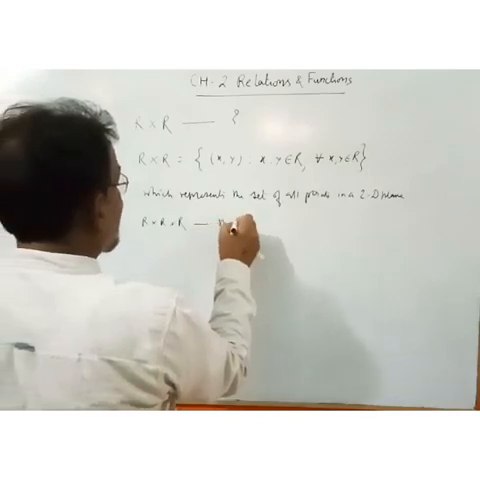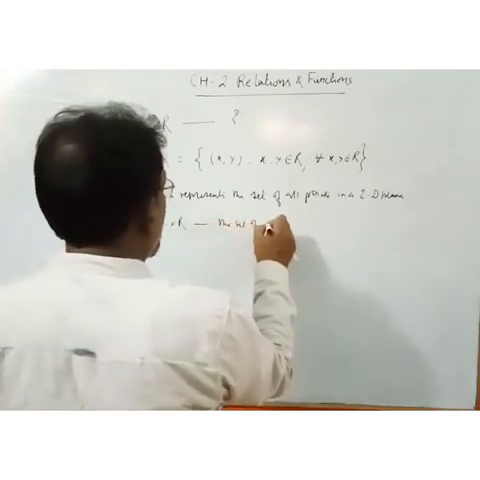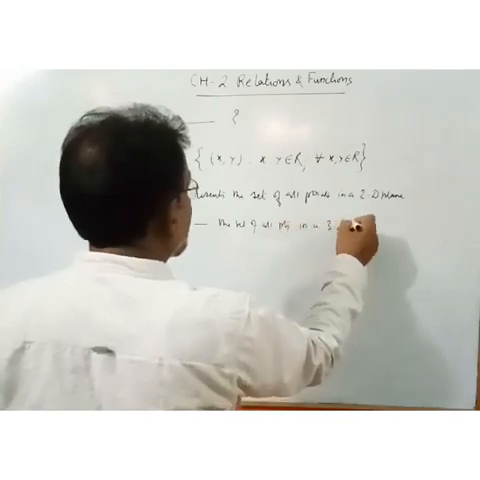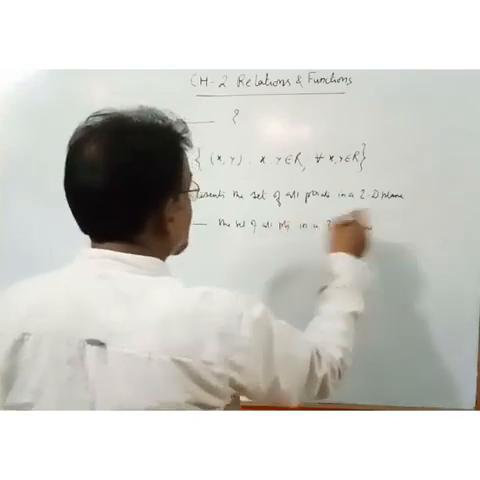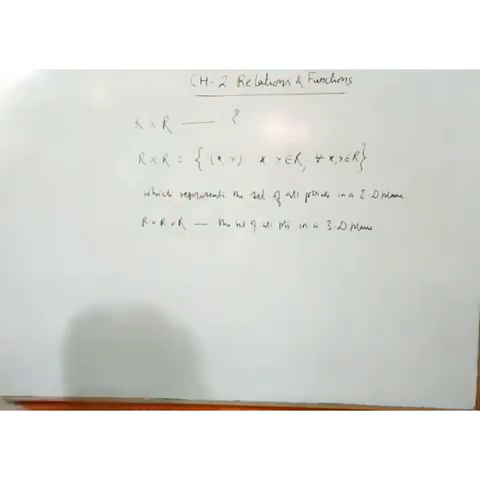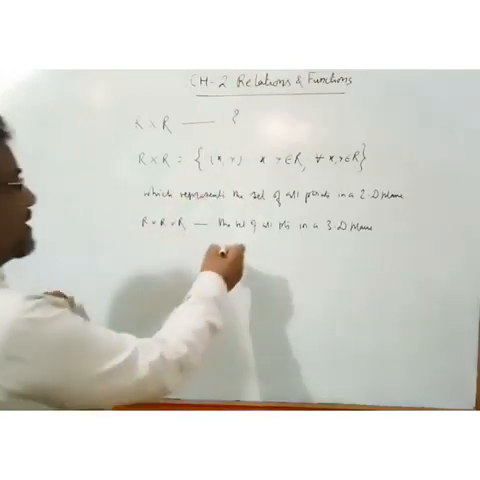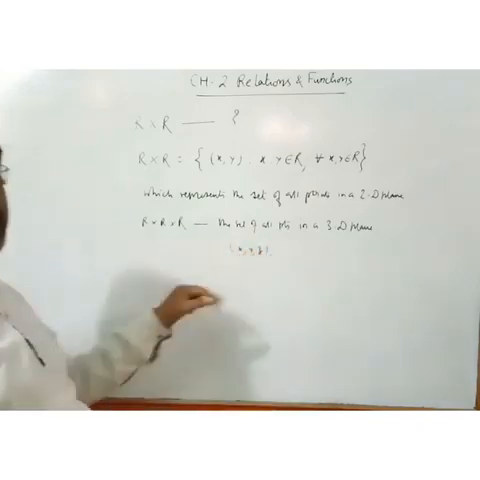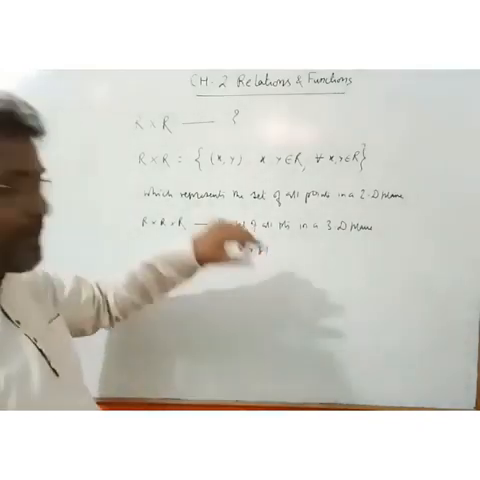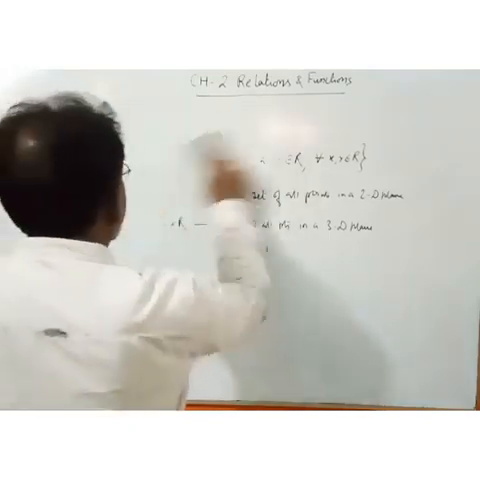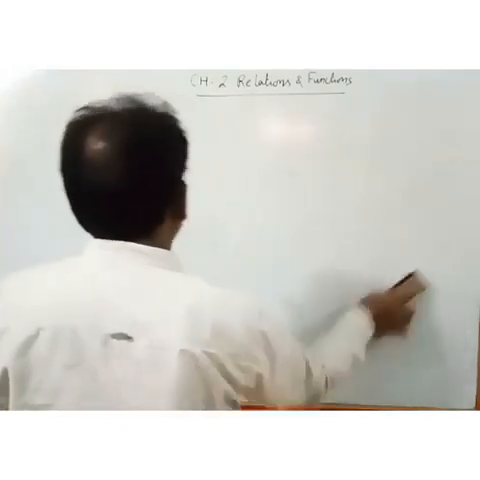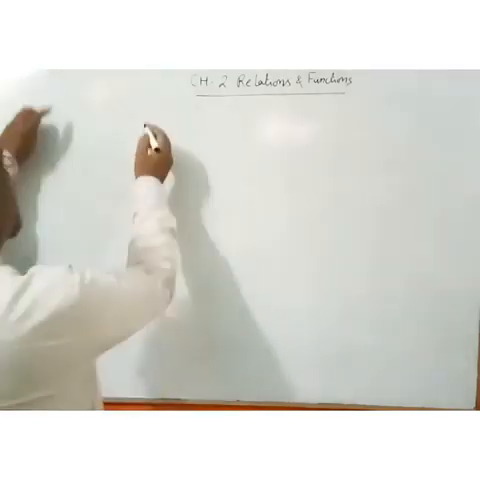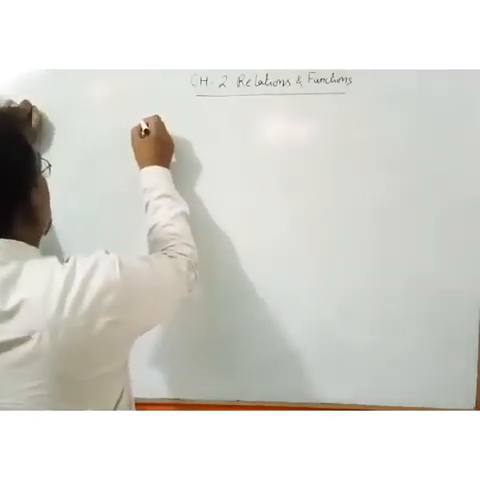Similarly, R cross R cross R अगर हम बनाएंगे तो क्या होगा? The set of all points in a 3-dimensional स्पेस की बात करेंगे हम, क्योंकि यहाँ ट्रिपल कोऑर्डिनेट वाला सेट बनेगा. यहाँ each member will be of this form (x, y, z), and all these will be real numbers. So every possible point is observable there.